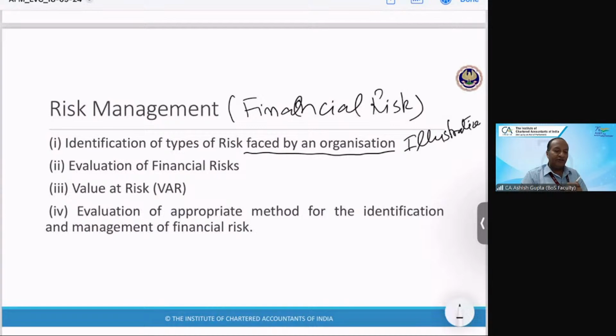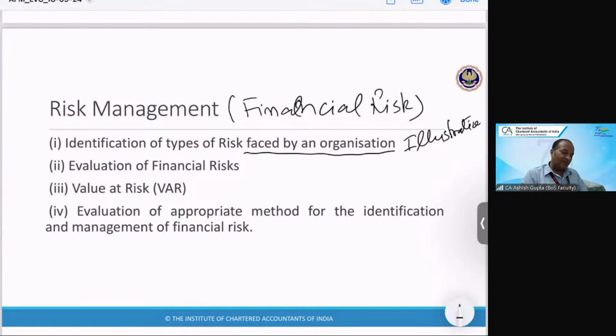Then we come to the evaluation of financial risk. Now, when we talk about financial risk, this risk can be credit risk. Okay, this risk can be foreign exchange risk. This risk can be interest rate risk. Okay, liquidity risk. So all these risks are there. But from this paper's point of view, normally we shall cover foreign exchange risk and interest rate risk, which will be considered in our forthcoming discussion.